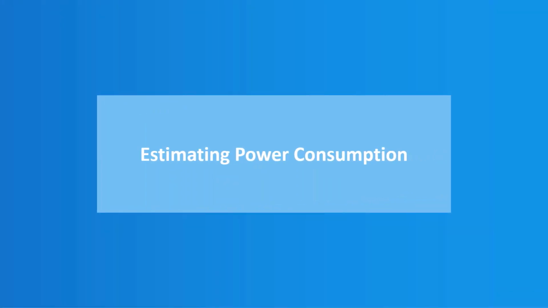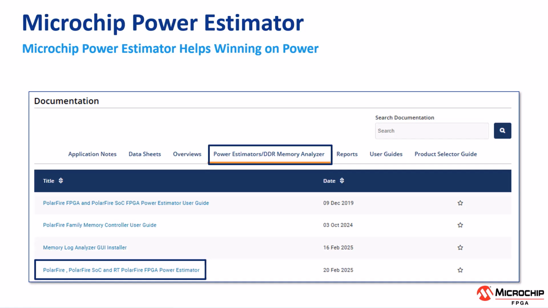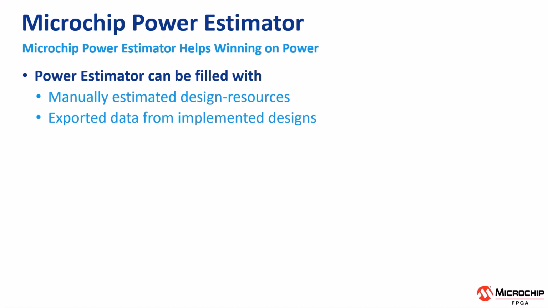Next, I'll describe the steps to properly estimate the power consumption. The Microchip Power Estimator can be downloaded from the Microchip website. The power estimator can be manually filled with an estimate of the resources used in the design, such as flip-flops, LUTs, RAM blocks, transceivers, and IOs, or with data exported from Smart Power for implemented designs.